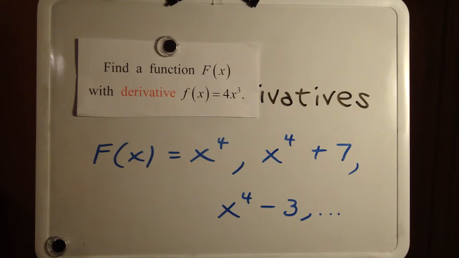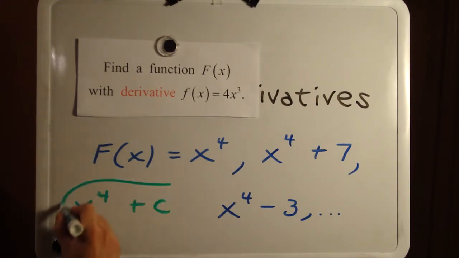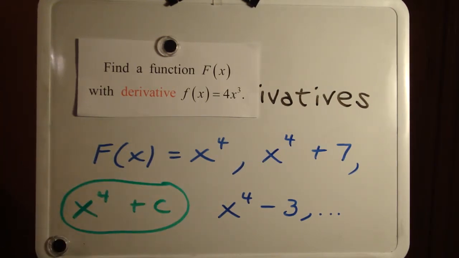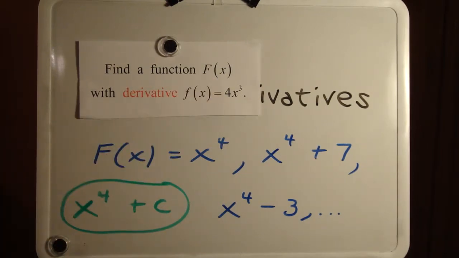What we will normally do is express this answer in a nice compact way. We'll write x to the fourth plus c, where c is some mathematical constant. So really the best answer to give here, find the capital F, the antiderivative, is any function of this form, x to the fourth plus c.